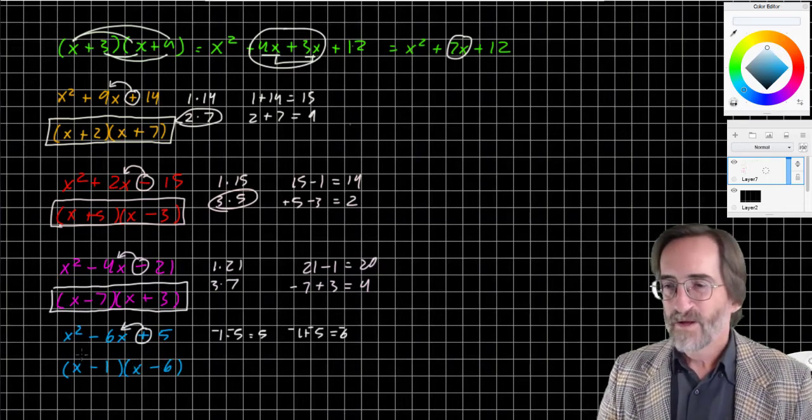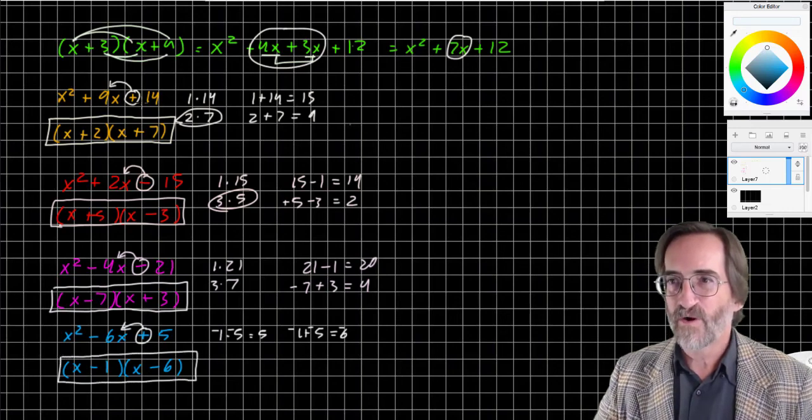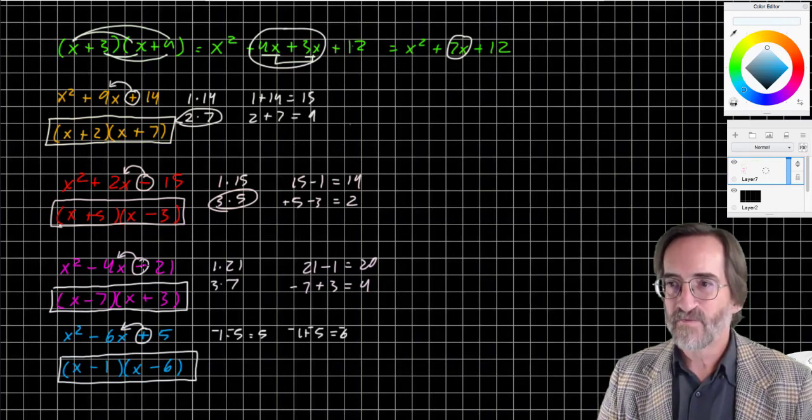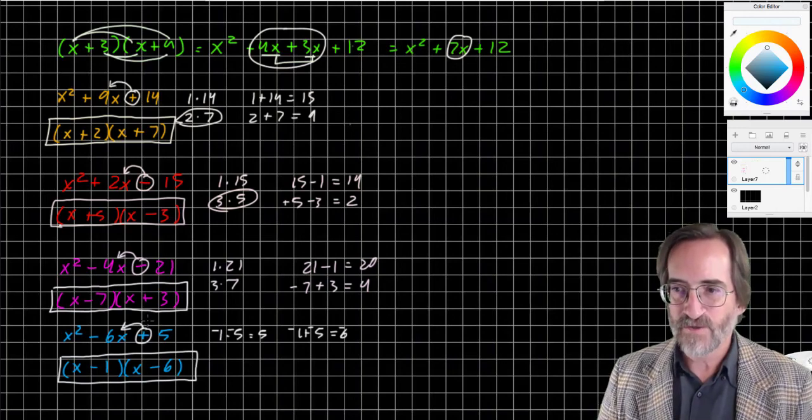Okay? So you can always factor by listing factors and looking for factors whose sum is 9, factors whose difference is 2, factors whose difference is 4, and factors whose sum is 6.